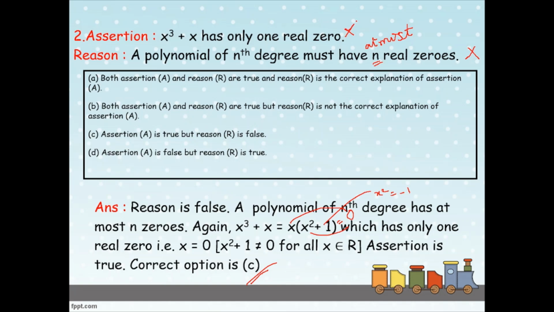Sorry. The assertion is true because it is telling one real zero. Yes, x equal to 0 is the only real zero. The other zeros are here. X square equal to minus 1 is an imaginary number. So, one real zero is there. So, the assertion is true. But you need not check this. Just directly, as the reason is false, you can go for option C.